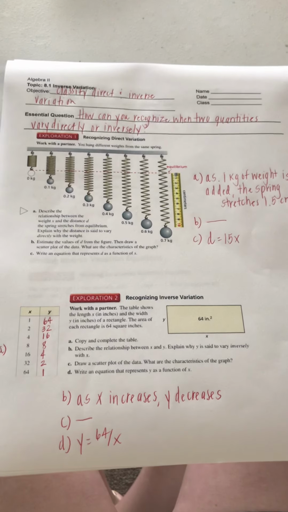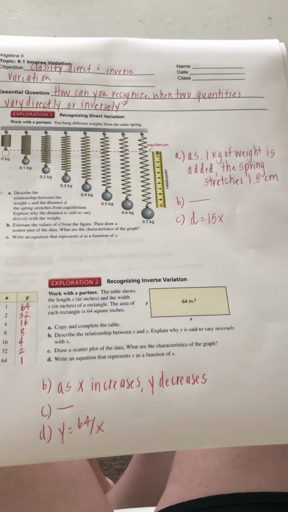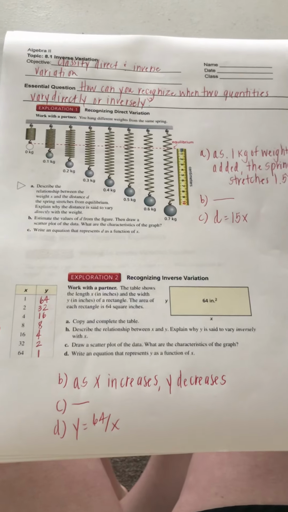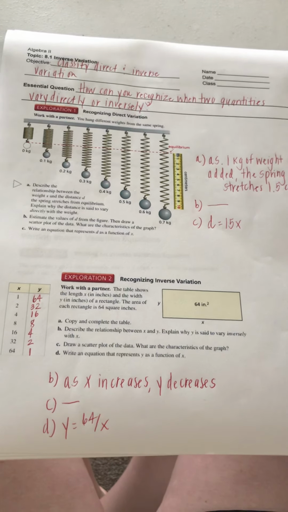8.1 lesson is over inverse variation. So you have direct variation and inverse variation. On the front page, there are two word problem examples that kind of explain the difference between the variations.